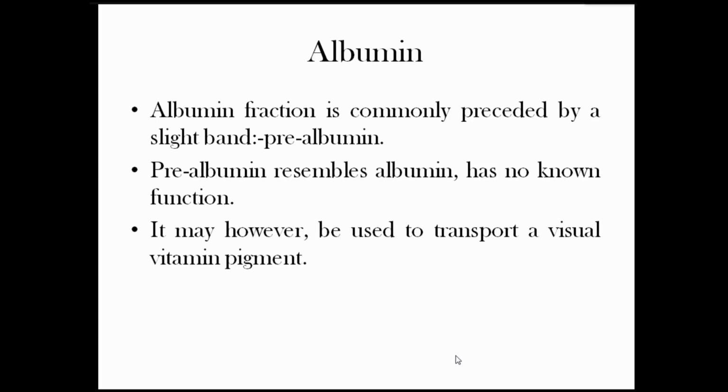So albumin is commonly preceded by a slight band called prealbumin. That slight band, prealbumin, resembles albumin, but it has no known function. It is thought that it is used to transport visual proteins or visual pigments in intrauterine life. So it transports the rods and cones to the retina for their synthesis or for their incorporation in the developing eye.